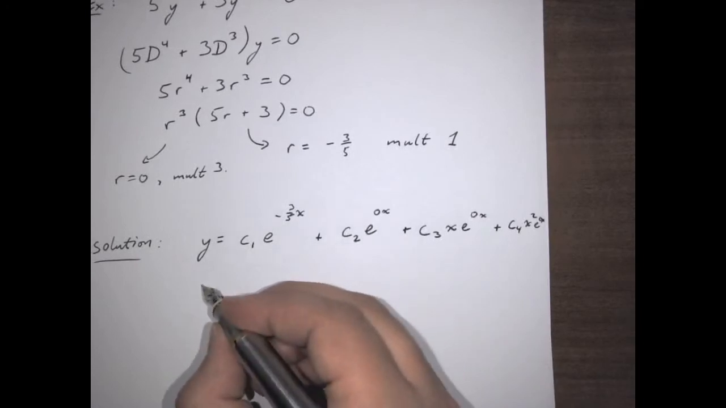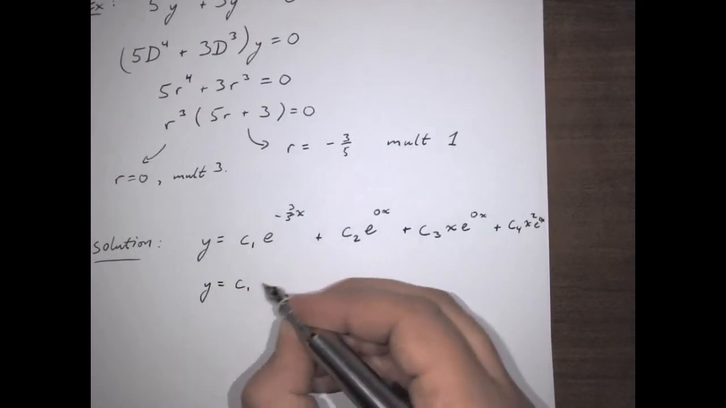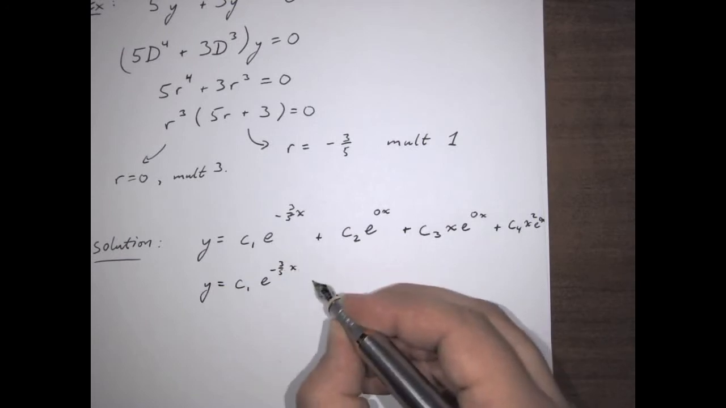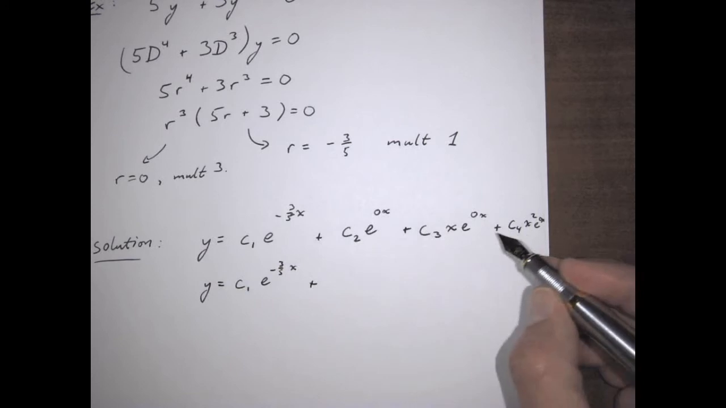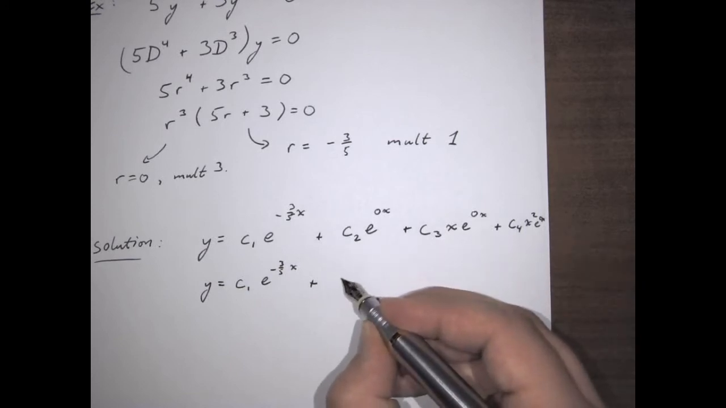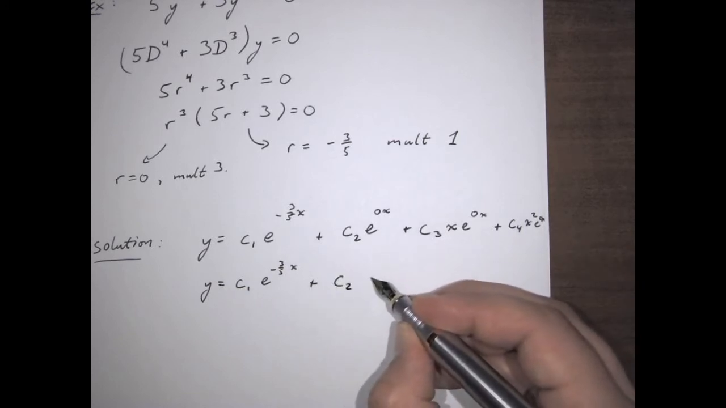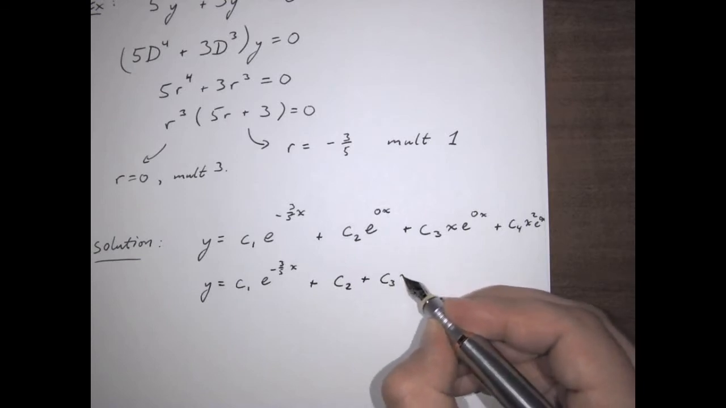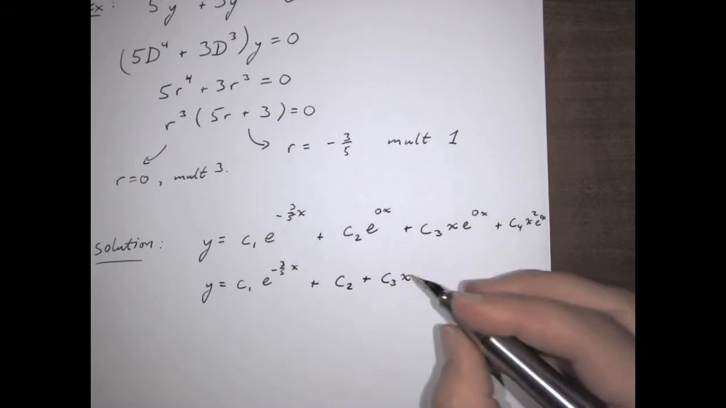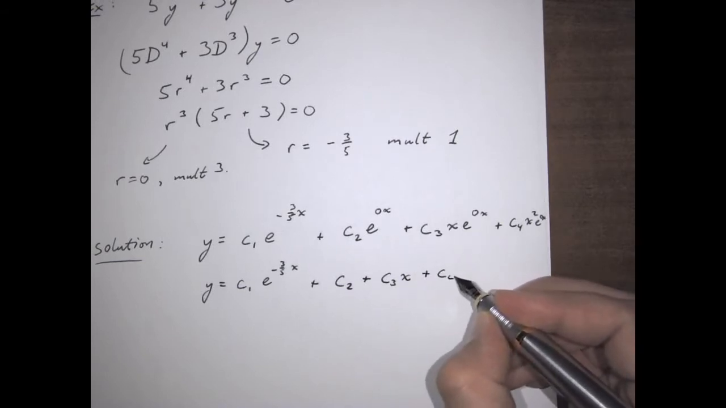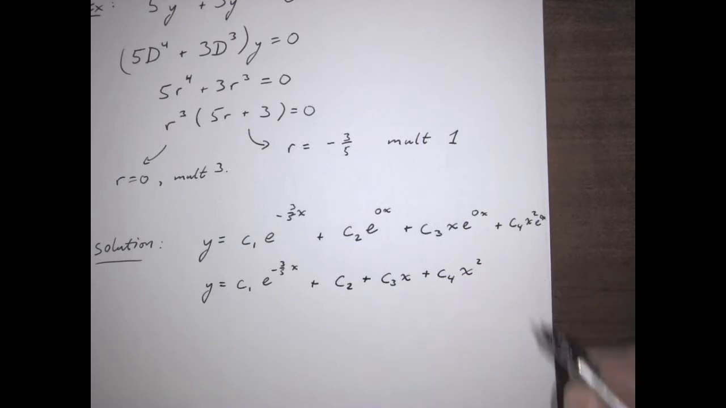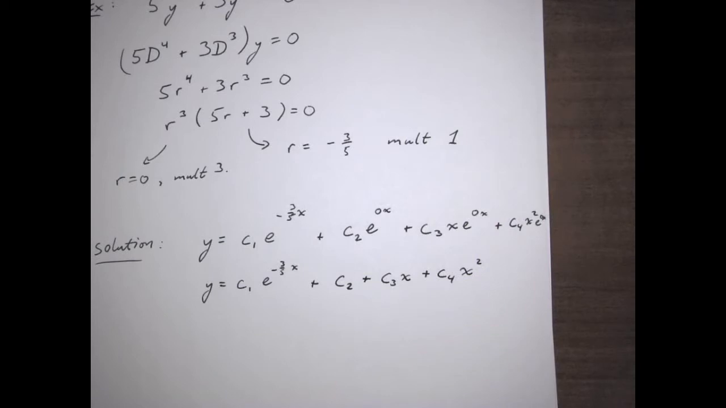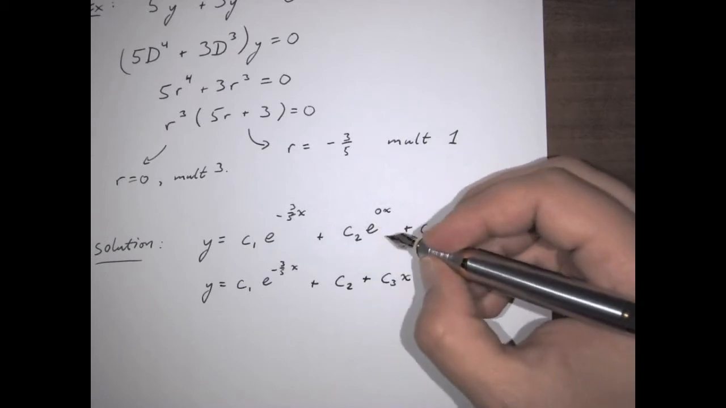But then these factors are all going to become 1. So what we're going to end up with is just the constant c2, plus c3 x, plus c4 x squared. So these extra factors of higher powers of x are how we disambiguate the higher multiplicity factors here.